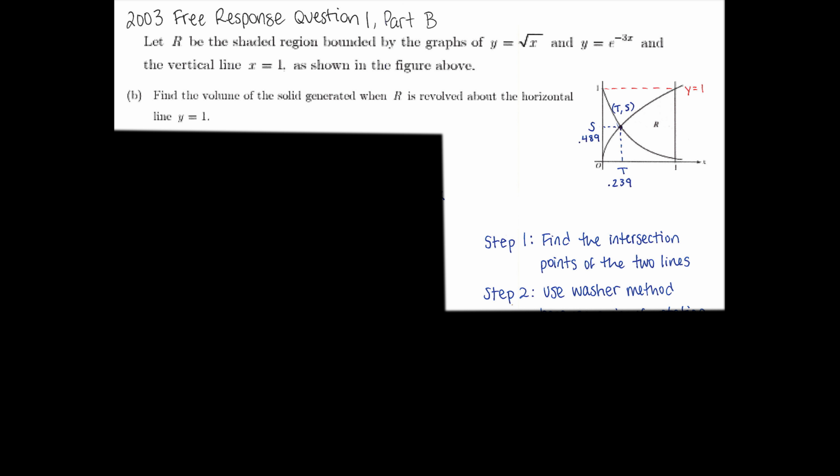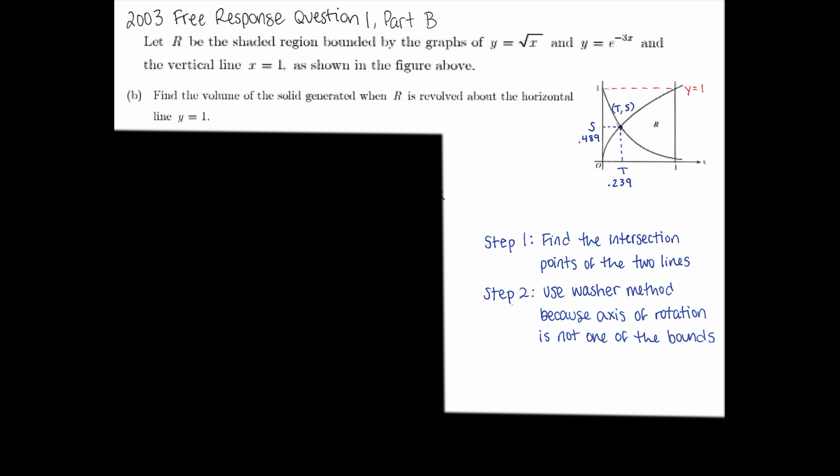The first example is from the 2003 Free Response Question 1, Part B. The question says, let R be the shaded region bounded by the graphs of y equals root x and y equals e to the -3x, and the vertical line x equals 1, as shown in the figure. Part B says find the volume of the solid generated when R is revolved about the horizontal line y equals 1. So the first step is to find the intersection point of the two lines. So you can see that clearly at point T, S. T is equal to 0.239 and S is equal to 0.489.